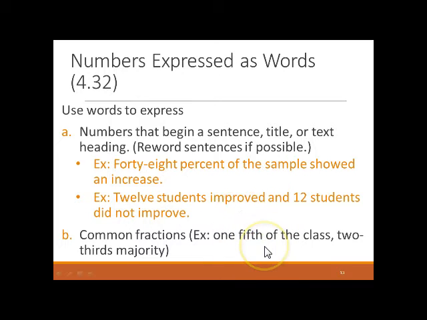I would probably rewrite it to say 20% instead of writing it as a fraction, and that way you can avoid any ambiguity in terms of what's common.